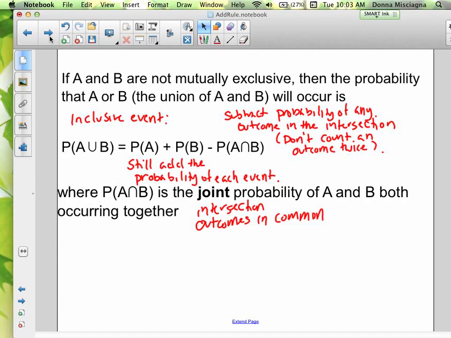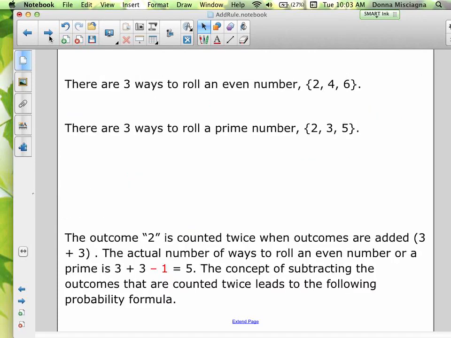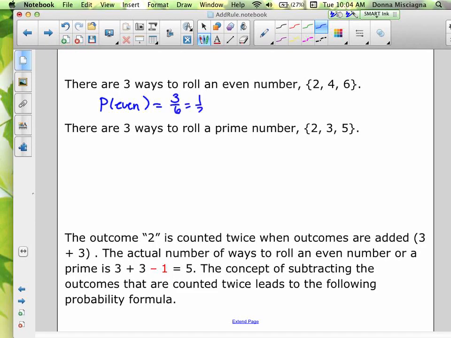So I think we've got the problem with the 2 and the even numbers. So this one you can just put down what I write down underneath that Venn diagram with the even and prime numbers, because that shows the information. You don't have to write what's up here. Just write what I write down. All right, so there are 3 ways to roll an even number. So the probability of even would be, there are 3 of them, 3/6, or 1/2. There are 3 ways to roll a prime number. The 2, the 3, the 5.